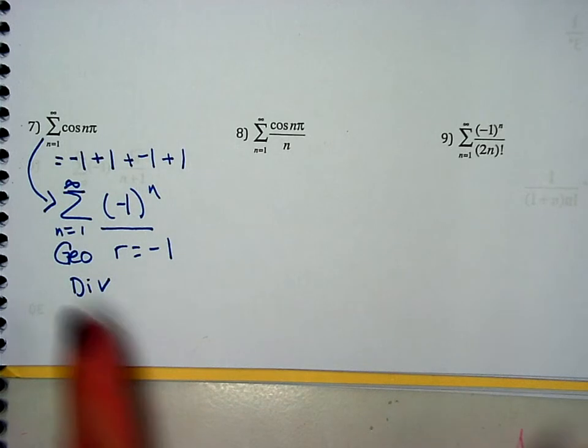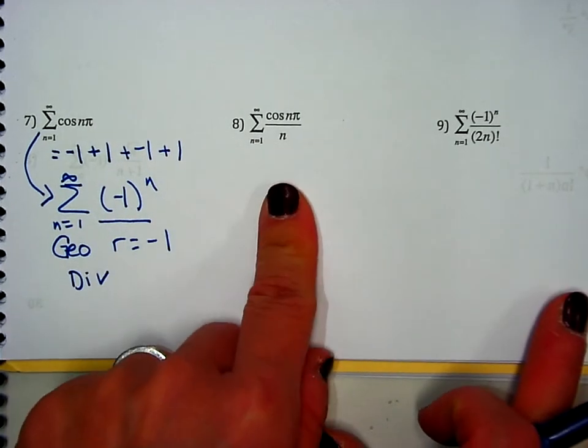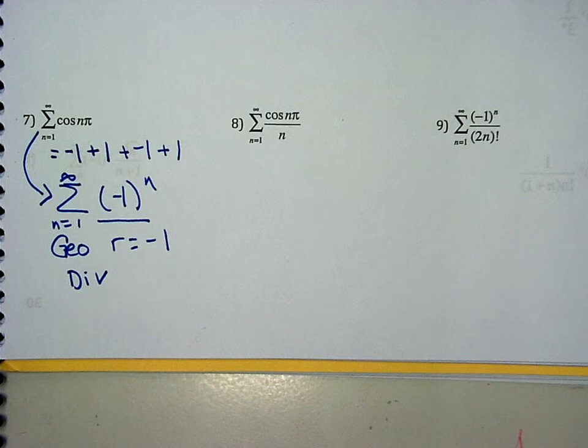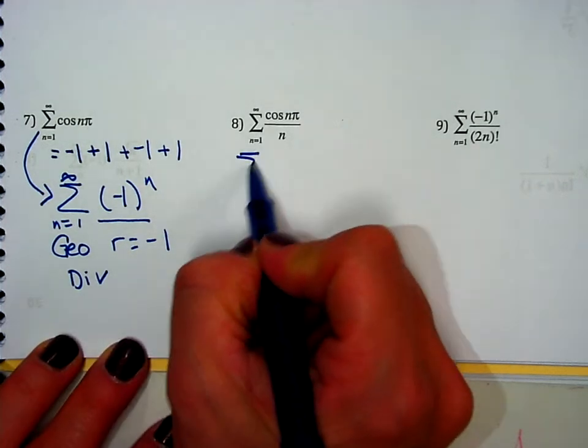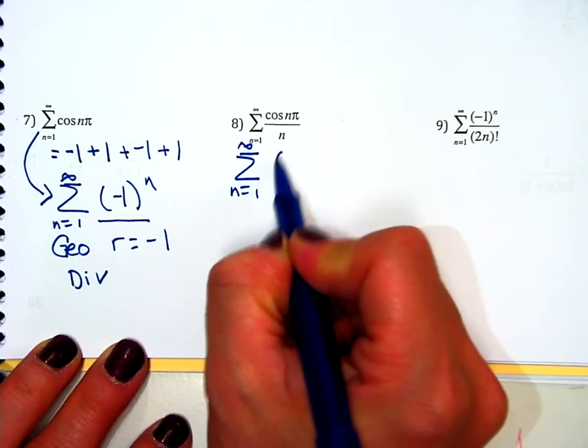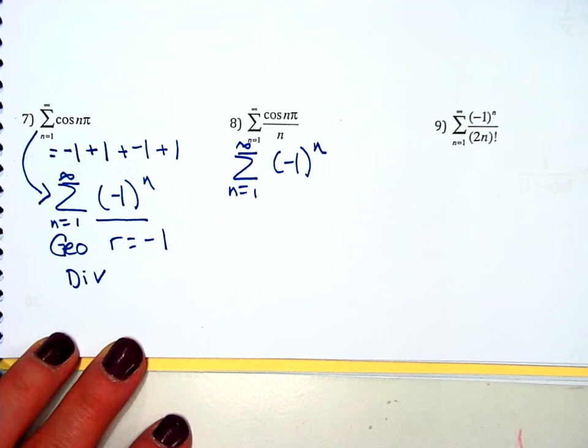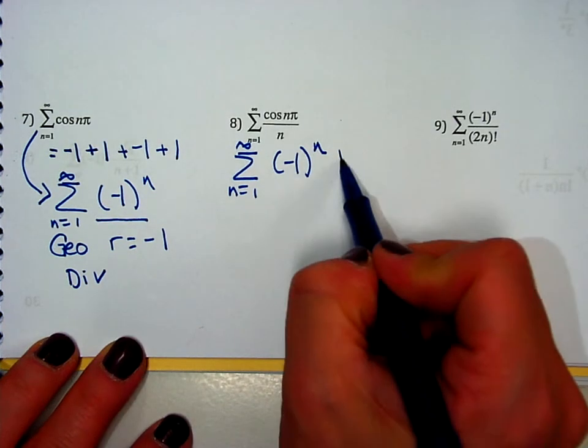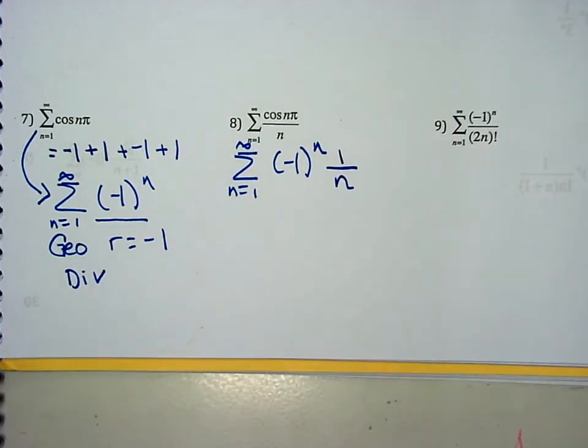Okay, so using number 7, look at 8 now. So you see that cosine of n pi on the top? So I'm going to rewrite this series as -1 to the n, which takes care of the cosine of n pi, and then 1 over n is still there. So this is your alternating series.